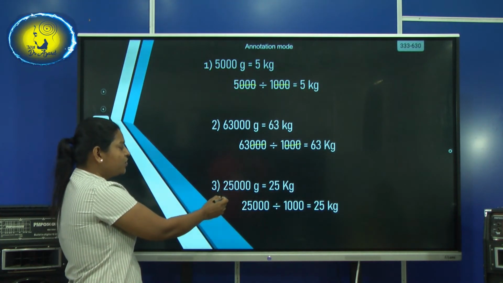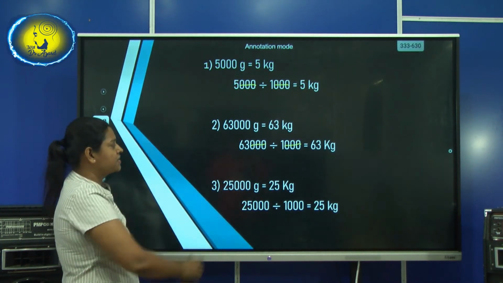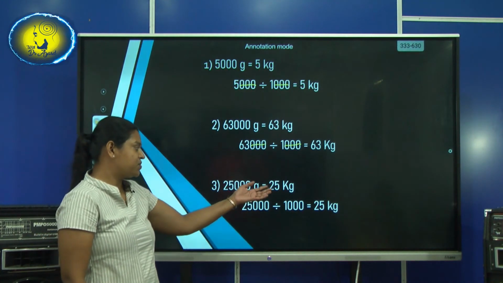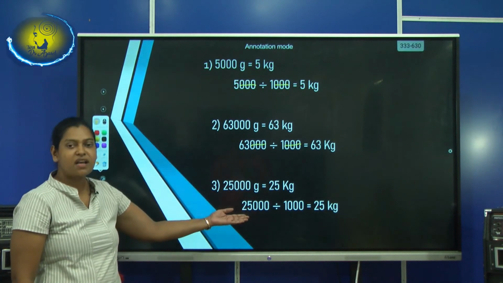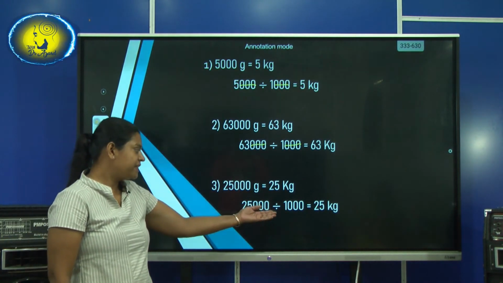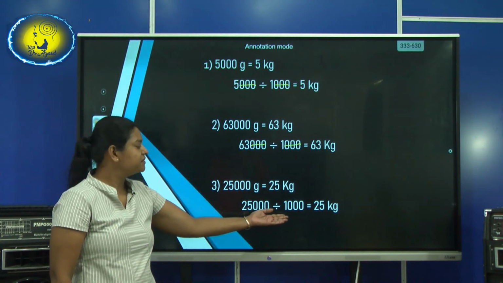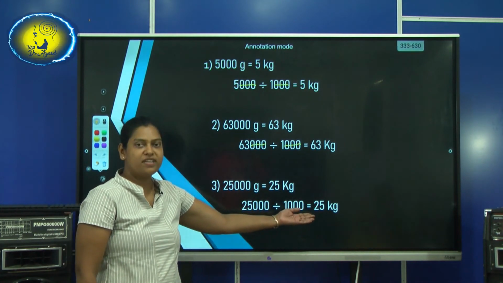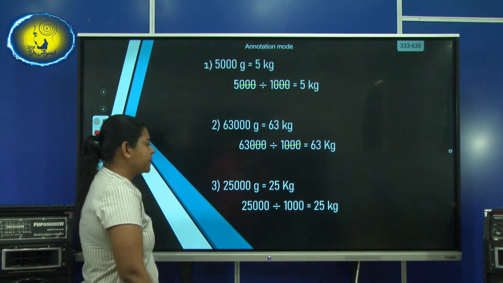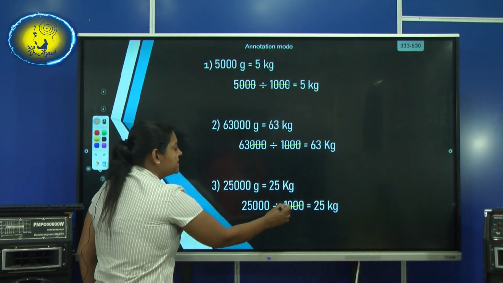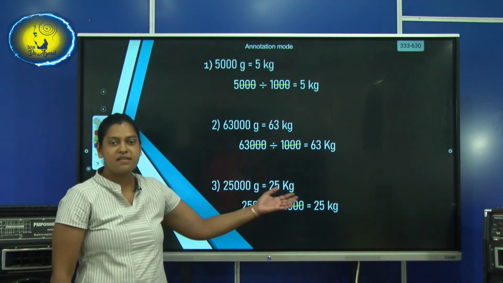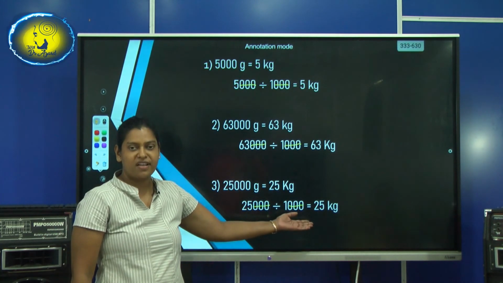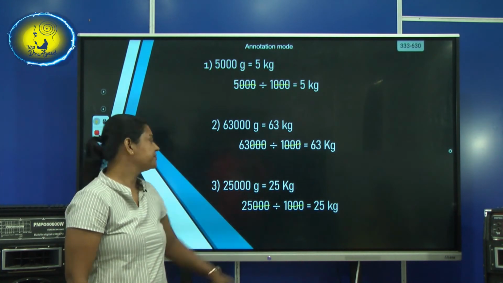Next one, 25,000 grams equals 25 kilograms. 25,000 we can divide by 1000. It will be 25 kilograms. You can cut these 3 zeros against these 3 zeros. The answer is 25 kilograms.